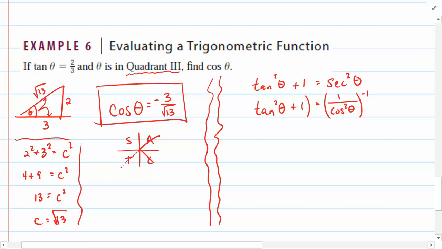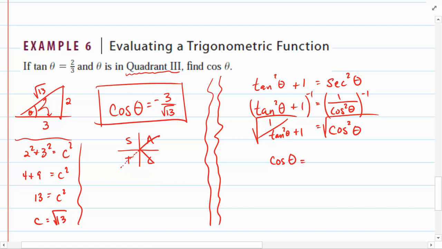So I'll raise both sides to a -1 power, and all that does for me is it creates a fraction on the left side, 1 divided by tangent of theta plus 1. I'm sorry, tangent squared of theta plus 1, and that's equal to cosine squared of theta. Now in order to get cosine by itself, we can find the square root of both sides. And I'm going to spread some things out and make sure that I have enough room here.